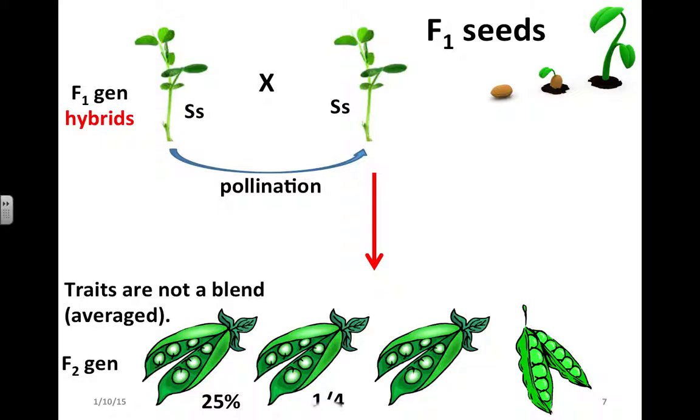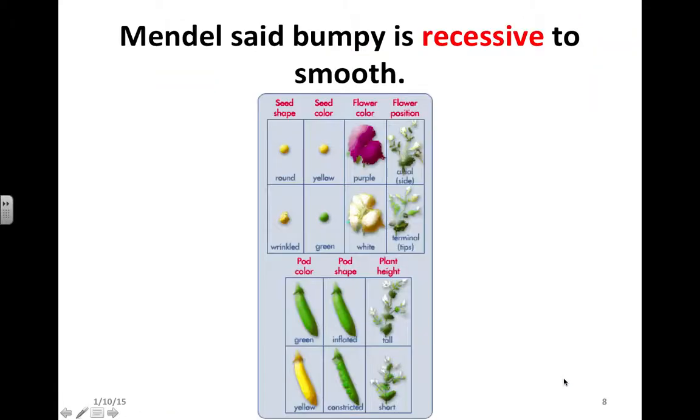And so here's some ways that we could show this. We could call it 25% smooth, 25% smooth, 25% smooth, 25% bumpy, for a total of 75% smooth, right, when you add them together. Or you could do it as a fraction, 1/4, 1/4, 1/4 smooth, for a total of 3/4 smooth and 1/4 bumpy. So these are all the traits. Mendel said then that bumpy was recessive to smooth. Recessive is the opposite of dominance. Remember, you just wrote down that smooth was dominant over bumpy. Well, that means bumpy's recessive.